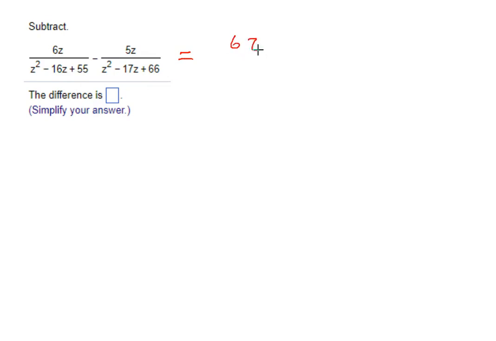So we'll have 6z on top. That's not going to change. This will factor as we have to find two numbers that multiply to 55 but add to negative 16. It might take you a minute to think of, but it's going to be z, I don't know why they had to pick z here. I have trouble writing z's. It's going to be negative 11 and negative 5, right? Negative 11 times negative 5 is positive 55. Negative 11 plus negative 5 is negative 16, right?